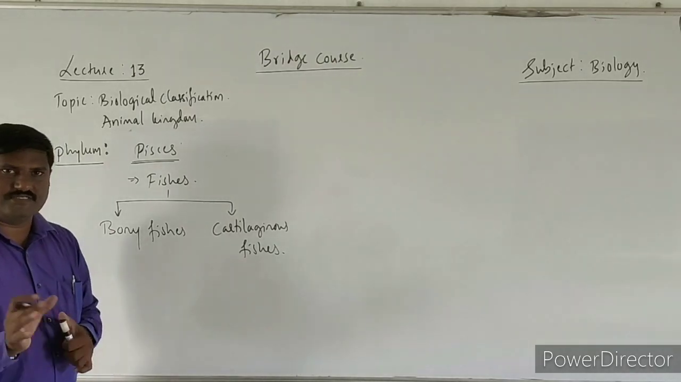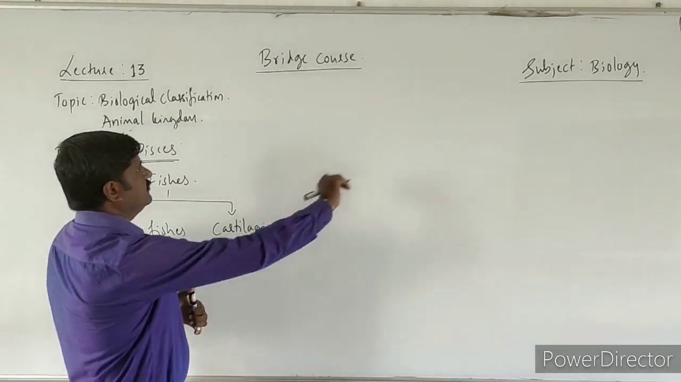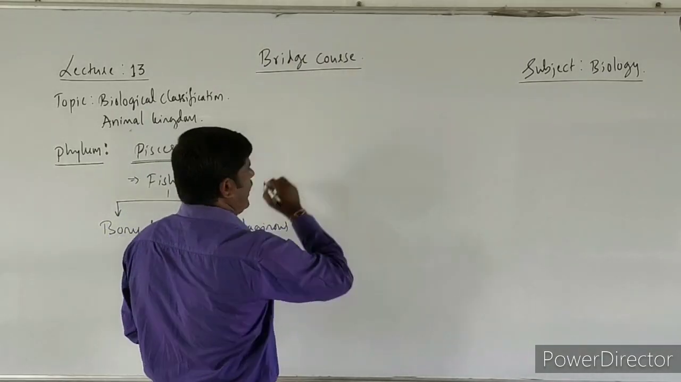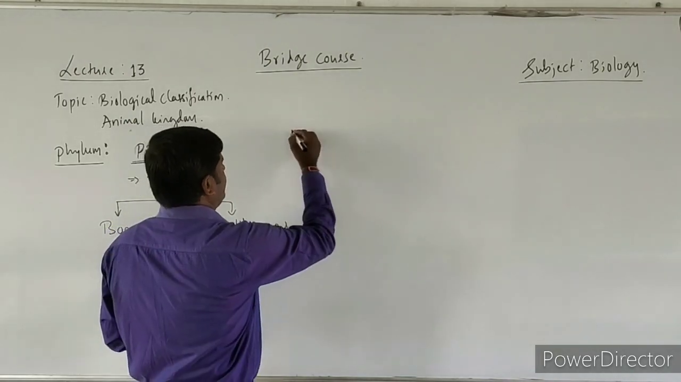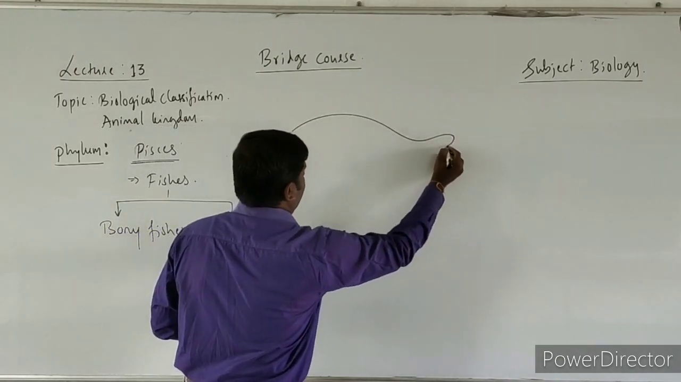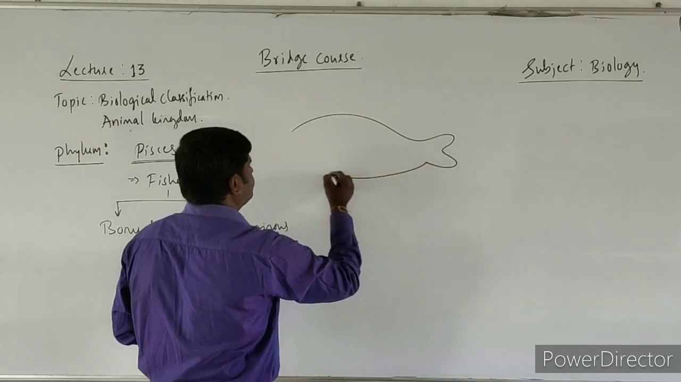So we come across the characteristic feature of all these fishes. Fishes have different colors, different shaped bodies, right? One common example I would like to take over here.